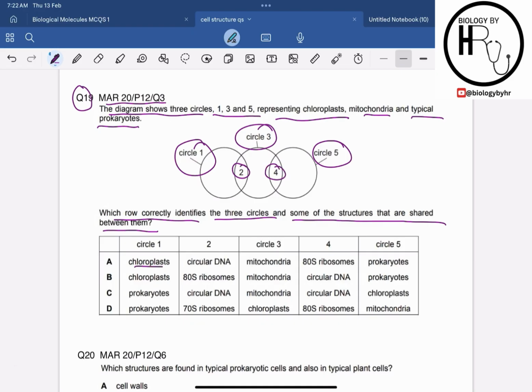We know that the chloroplast and mitochondria have circular DNA, correct? However, mitochondria and prokaryotes do not contain 80S ribosomes, they contain 70S ribosomes. So option A is incorrect. Option B is also incorrect, as they say that chloroplast and mitochondria have 80S ribosomes, which is incorrect. They have 70S ribosomes. Prokaryotes and mitochondria have circular DNA, which is correct, and mitochondria and chloroplast also have circular DNA, which is absolutely correct. Hence the correct answer to this MCQ is option C.